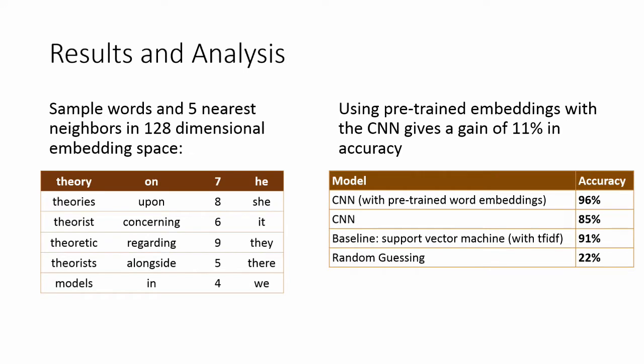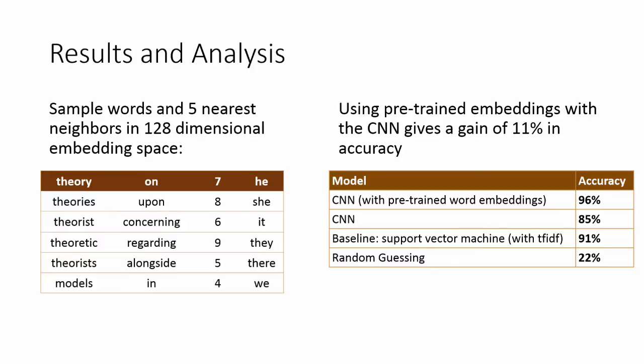So here are some of the results I got, for both the word embeddings, which are the vector representation of words, and the accuracy. If you look at the first table, there are 4 words, theory, on, the number 7, and he, and listed below are the 5 nearest neighbors in the 128-dimensional space. I learned this representation on the external data before training the classifier. The 5 nearest neighbors are in terms of Euclidean distance in the 128-dimensional space.